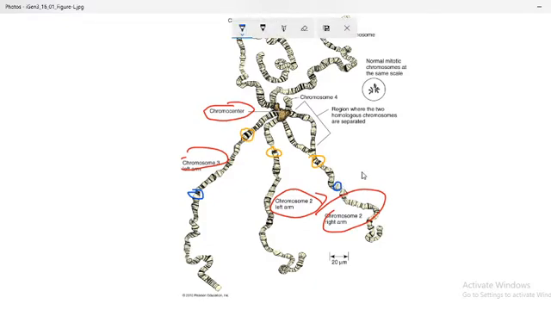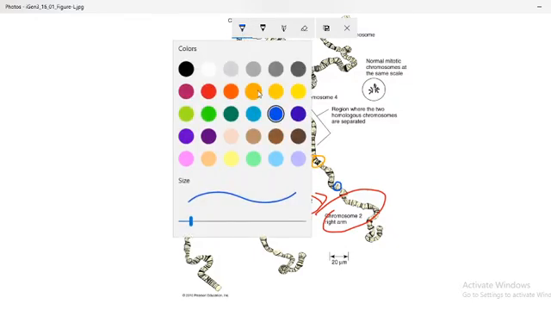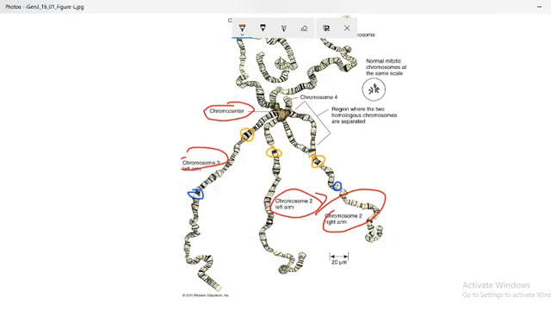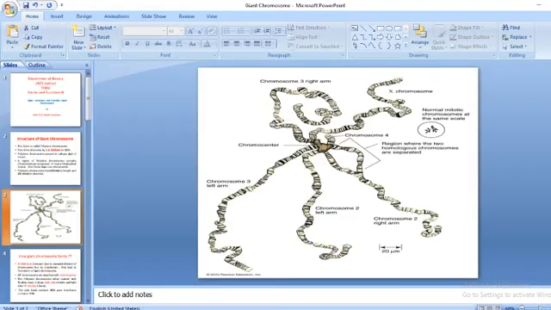Apart from this, there are some loops. This loop is called Balbiani's loops, or rings. The discovery was done by Balbiani, that is why they are called Balbiani's loops. Moving to our presentation.